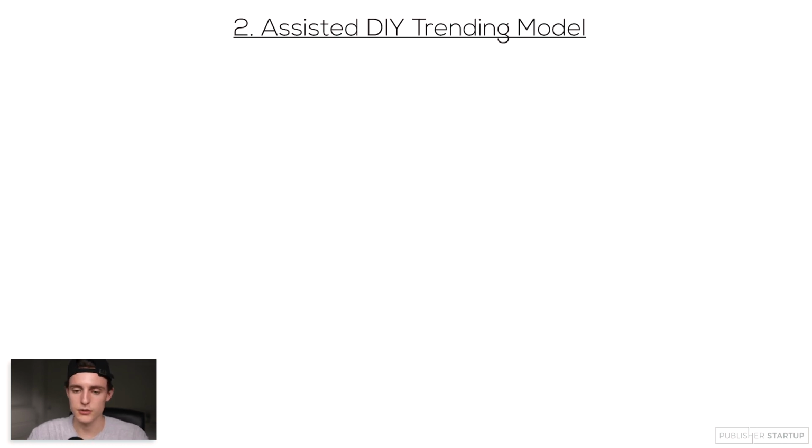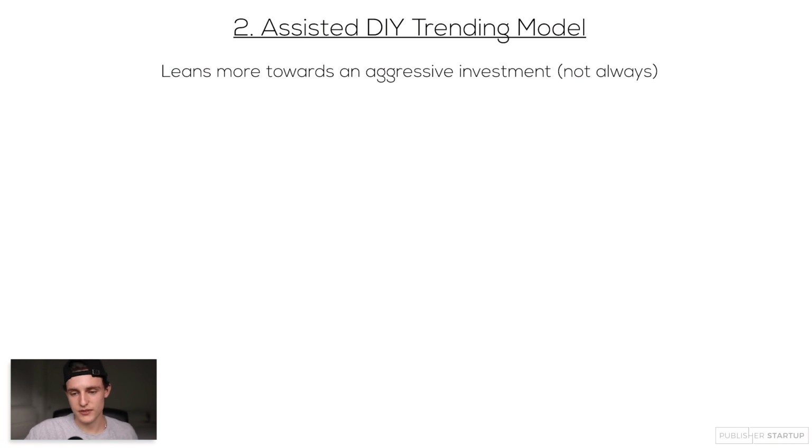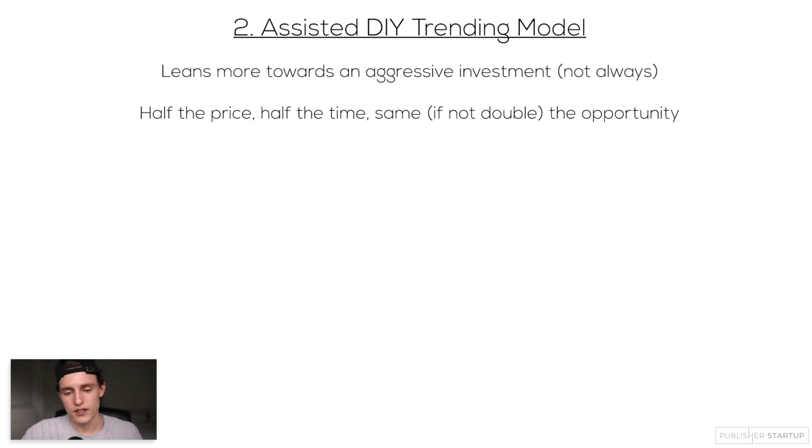So method number 2 is called assisted DIY trending model. So assisted do-it-yourself trending model. This leans more towards an aggressive investment. Not always, but it'll make more sense when I get to the graphs of these things, why I think these are more of an aggressive investment. They are, however, half the price of a long form consistency model book. They take half the time to make or less, and they have the same, if not double, the opportunity of a long form consistency model book.